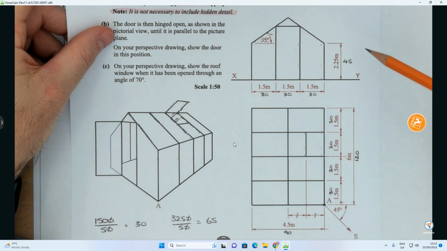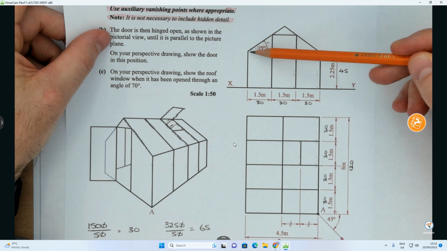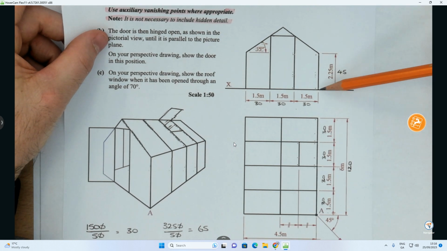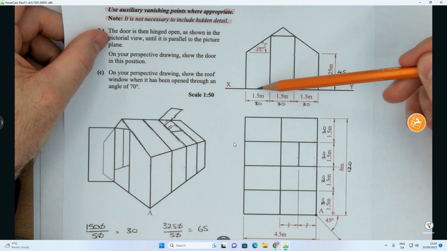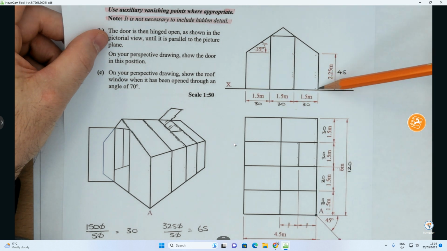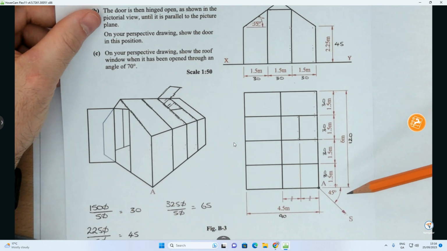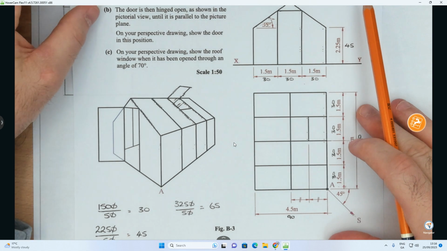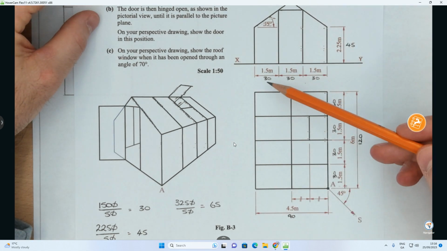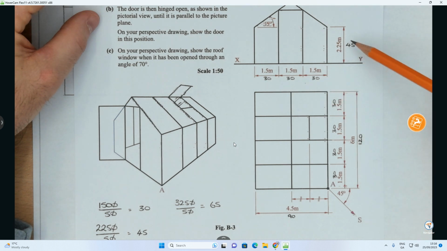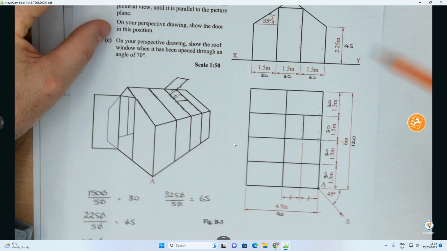Essentially, all these measurements here, you can see 35 degrees is the angle of the pitch of the roof. The height here is 2.25 meters, and then the sections here are 1.5, 1.5, 1.5, and going downwards 1.5, and then 4.5 meters in length going across. Now, all I want to do is apply my scale to work out what these measurements will be on my sheet. You can see I have them already written in here, 30, 30, 30, 45 for the height, 120 and 90 down here. How did I work that out?